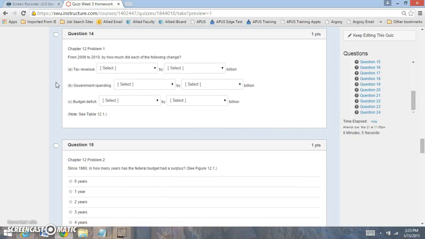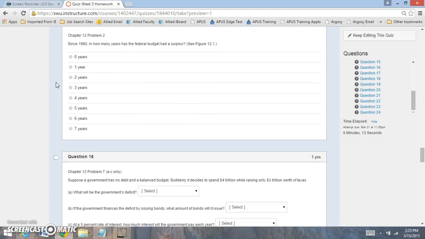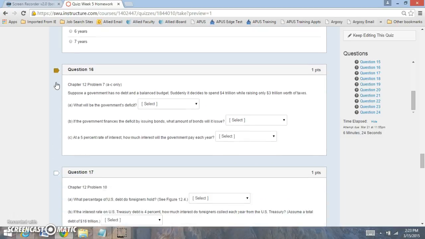Question 14 is just basically looking at that table and the changes in spending. And that would be table 12.1. Question 15, since 1980, in how many years has the federal budget had a surplus? So just look at that table. You'll probably find it's very surprising as well.